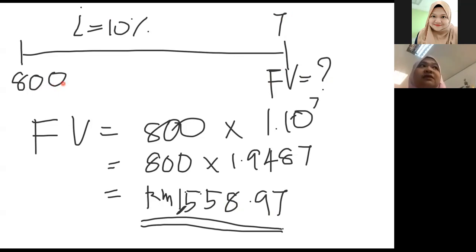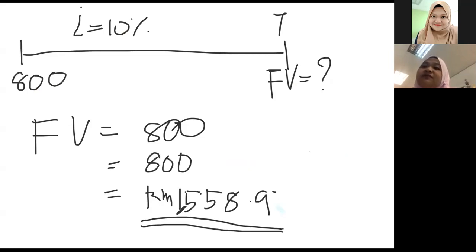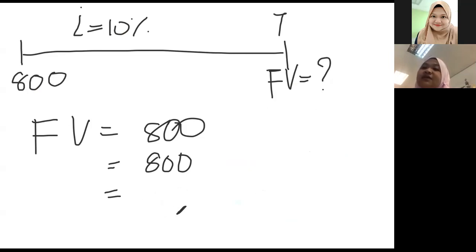You've been given the present value, then you need to identify the interest rate. You need to identify the years. Then you can straight away calculate the future value. You also can calculate future value if you want to refer to table. If you want to refer to table, you need to refer to FVIF table.